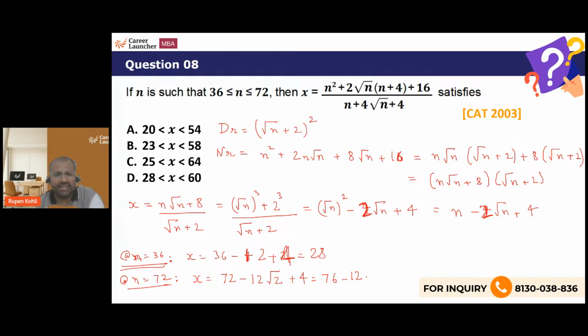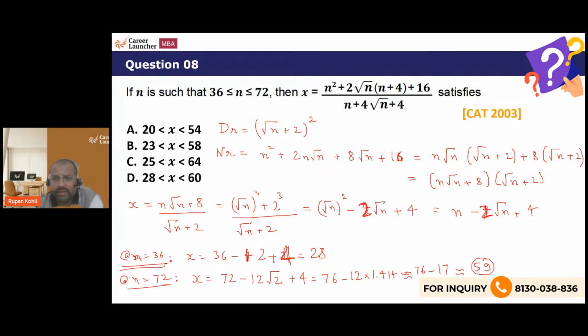So now let's calculate this approximately because we have to match with the options. Root 2 is approximately 1.414. Let's round it off to 1.4. So 12 into 14 will be 168. So this is 76 minus 16.8. Let's round it off to 17, right? Almost this is 76 minus 17, which is 59.